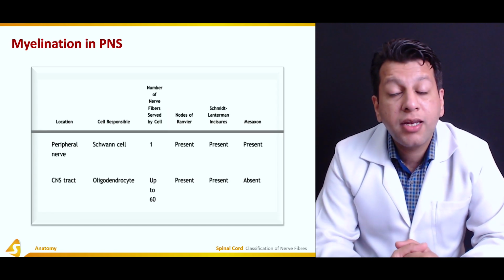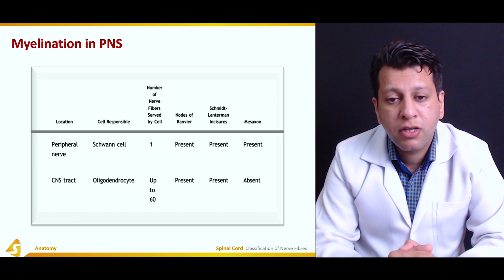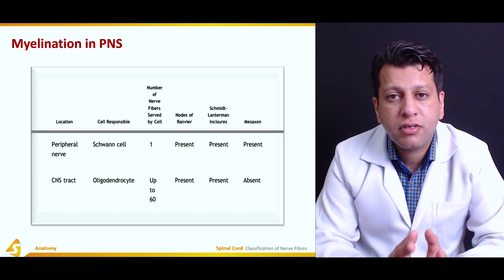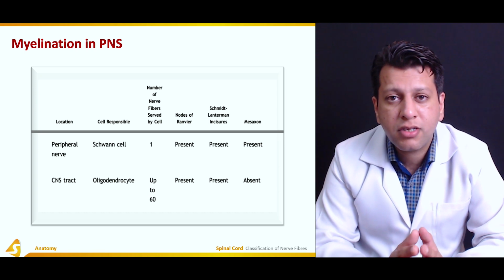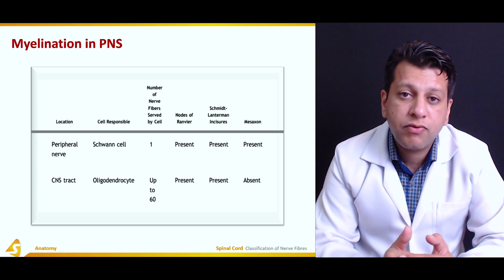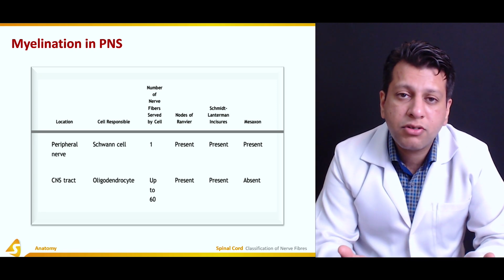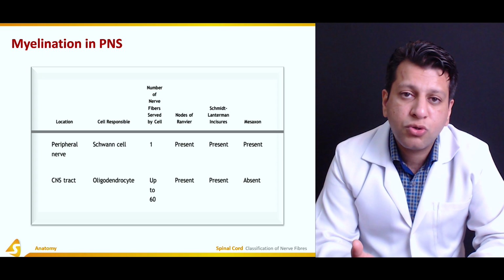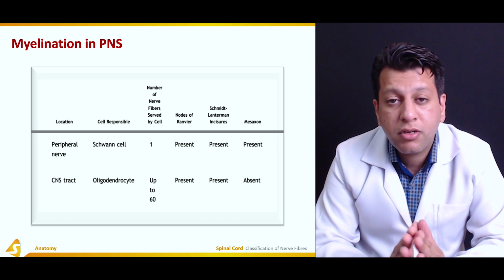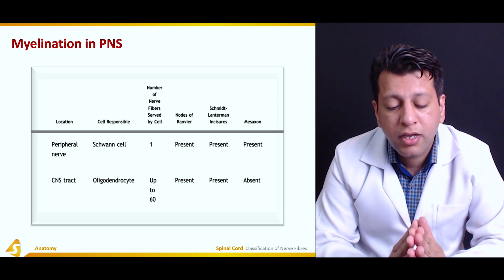Now coming to the myelination in the peripheral nervous system. The myelination is done by the Schwann cells in the peripheral nervous system, while in the CNS it is the oligodendrocytes. If you can appreciate, this table is actually showing a very different concept.